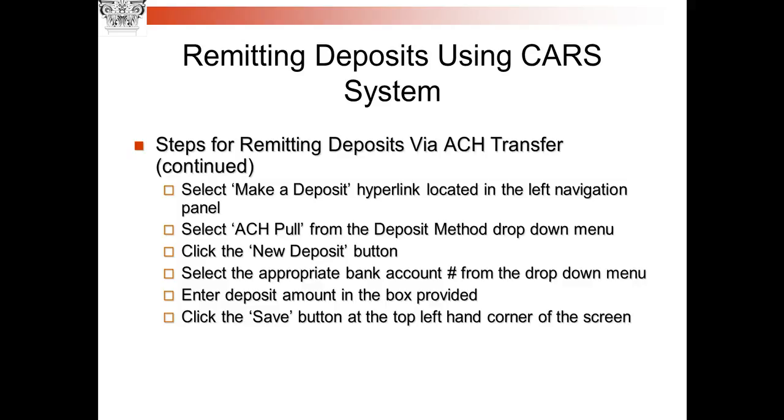Okay. Now that we have banking information, we can make a deposit. And you would make a deposit by selecting the Make a Deposit hyperlink located in the left navigation panel. And then in the deposit method drop-down menu, you would select ACH Pull. And then in the lower panel, you would click the New Deposit button.